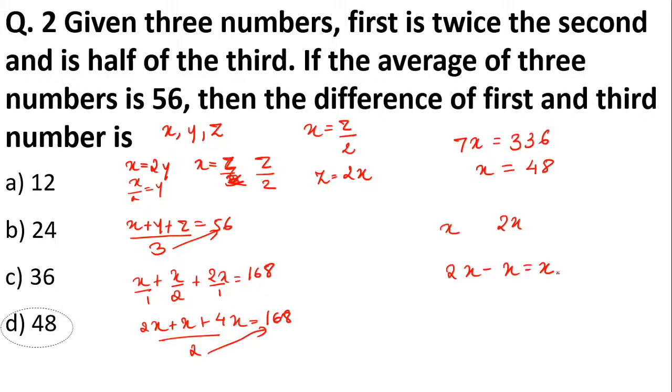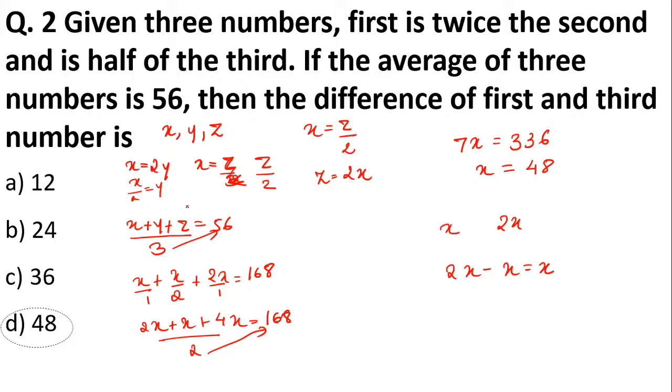The value of x is what? It's 48. Hence D is the right answer. Okay, did everyone get why D is the right answer? You were given three numbers x, y, and z, and the question said that the first number is twice the second and half of the third. So x is equal to 2y and z upon 2.